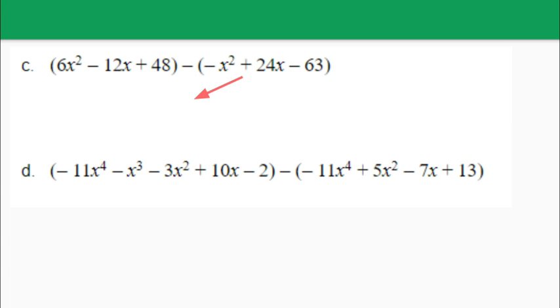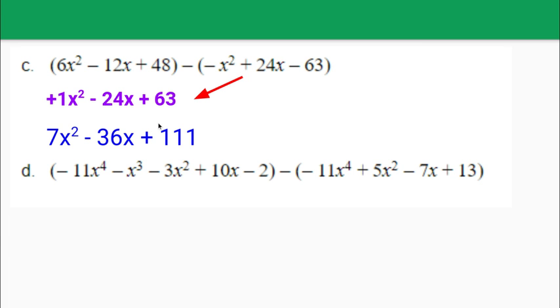Another thing, especially if you have this written down, is stacking them. I'm going to go ahead and write it as the opposite, but I'm going to stack them. So my x squares are lined up, my x to the first, so my like terms are already lined up. That way when I add, I can add more carefully and just be careful.